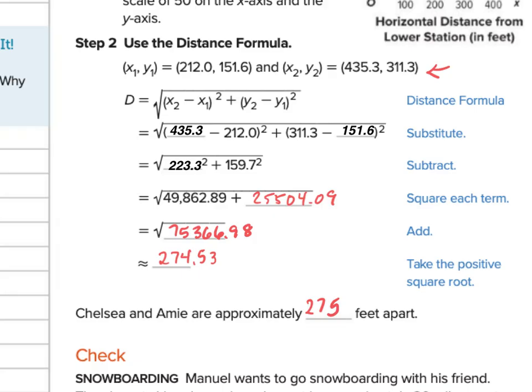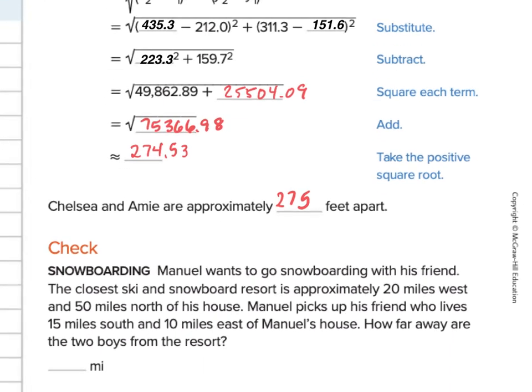Okay, they didn't tell me where to round this, so I just said 275. If you said 275.5, you're right. If you said 274, you're wrong, because it's simply about making sure that we round in the correct fashion. So just keep that in mind.